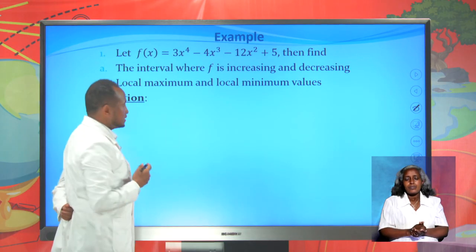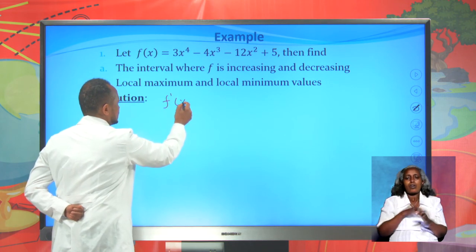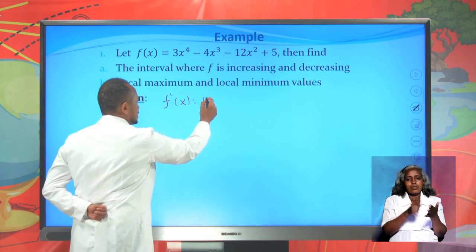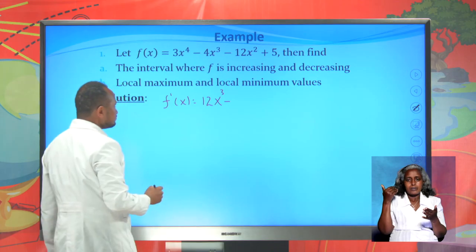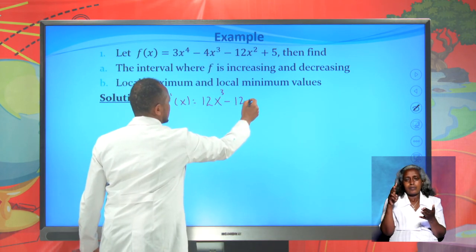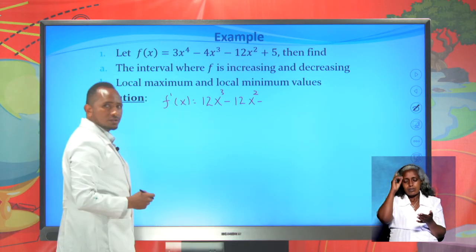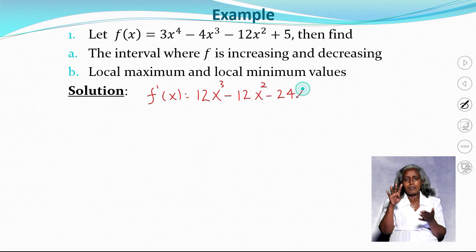We need to find the derivative of this function. The derivative of our function f of x is equal to: the derivative of this one is 12x cubed, minus the derivative of this one, 12x squared, minus the derivative of this one, 24x. The derivative of 5 is 0.